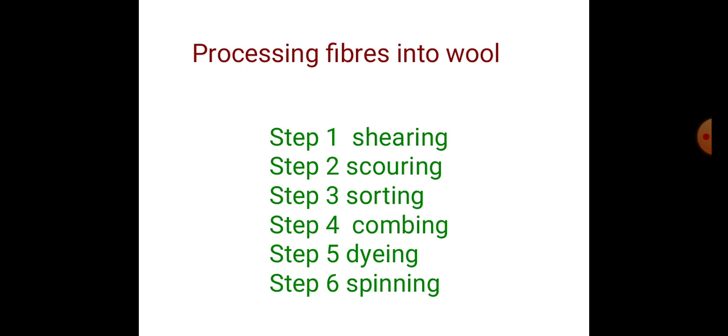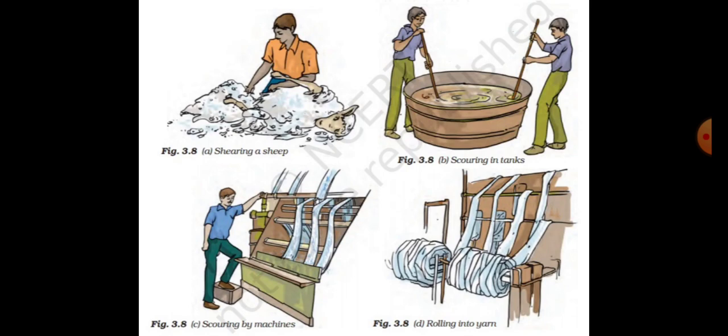The last step is spinning, which is step 6. The straightened fibers are spun or twisted together to make a yarn. The wool yarn is either knitted or woven. The longer fibers are made into wool for sweaters and the shorter fibers are spun and woven into woolen clothes. Students, to understand better, take a look at the next slide, which is an image of processing of wool.